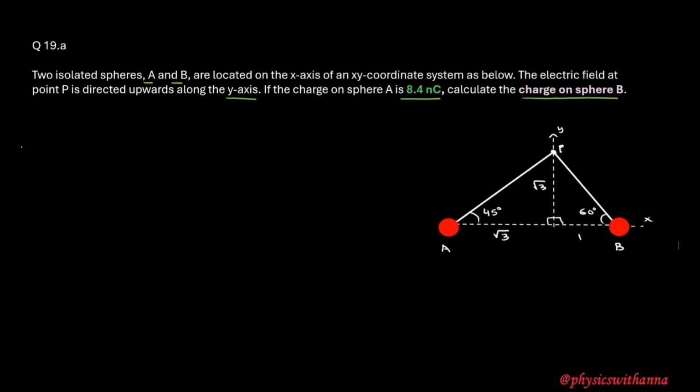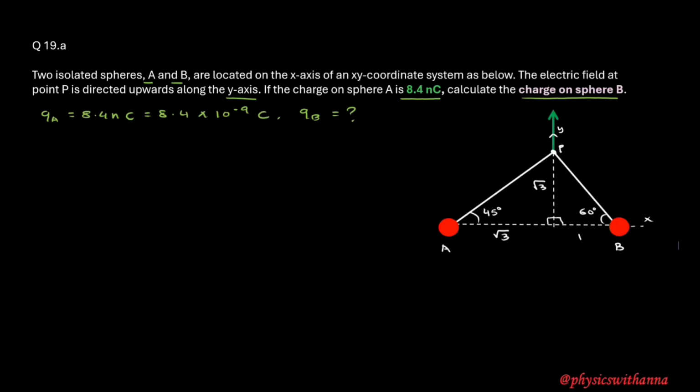So here we have sphere A, which has a charge QA of magnitude 8.4 nanocoulomb, which we can write as 8.4 times 10 to the power negative 9 coulomb. And sphere A is positive as the charge here has no negative sign, so we will take it to be positive. And the question says that the net electric field at point P, because of these two spheres, is along the positive y-axis. And we need to find what is the magnitude of charge on sphere B.